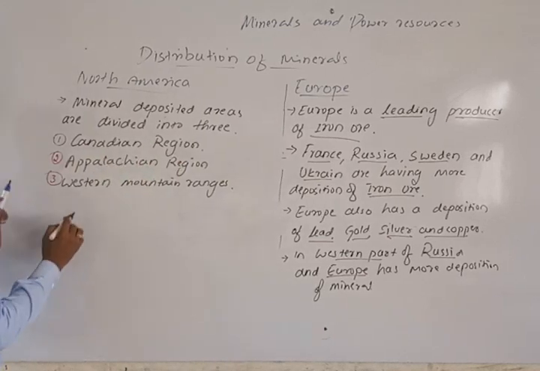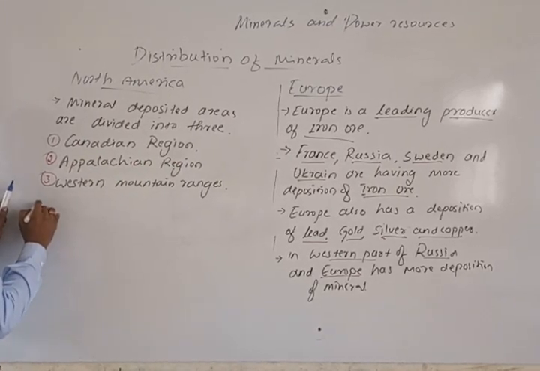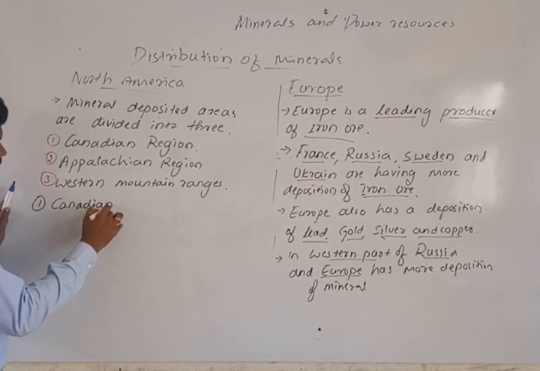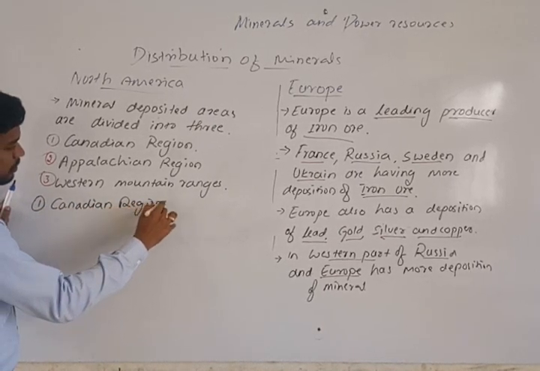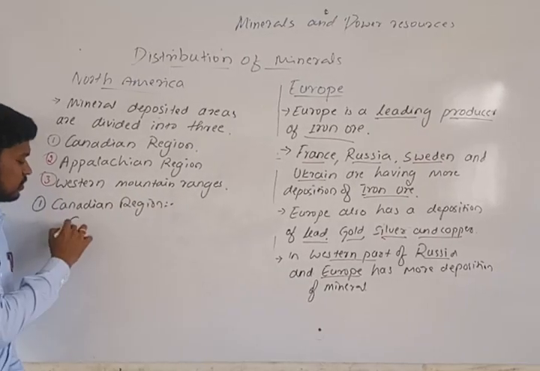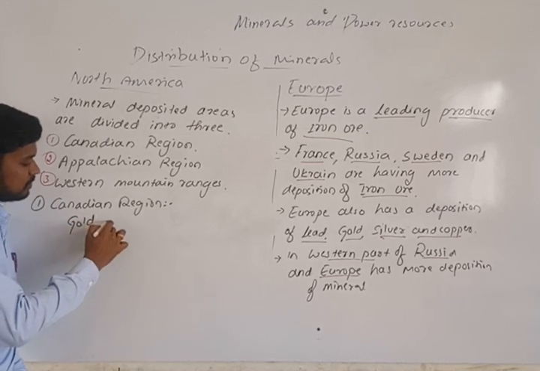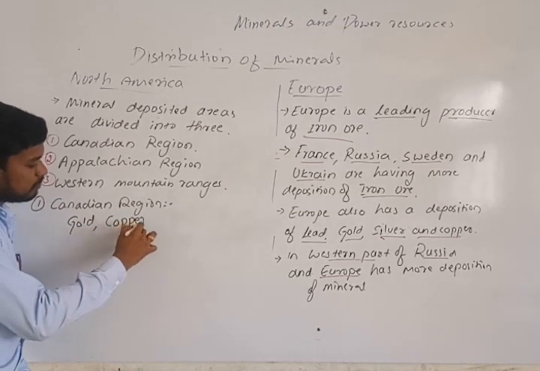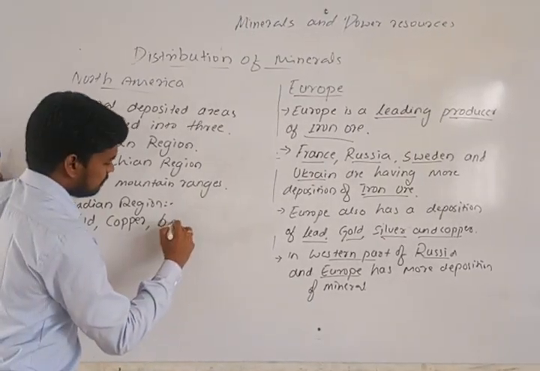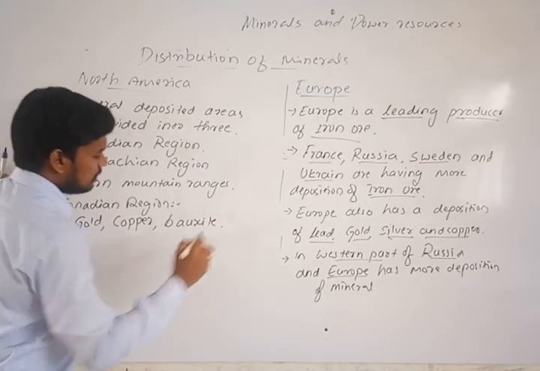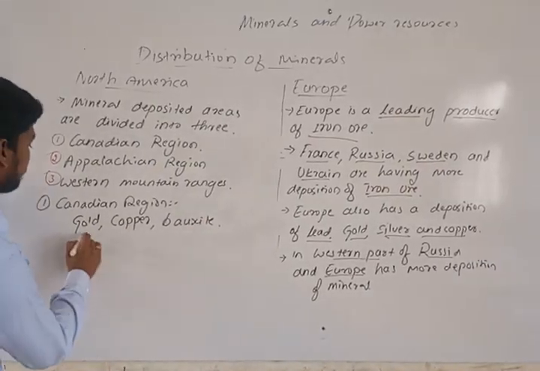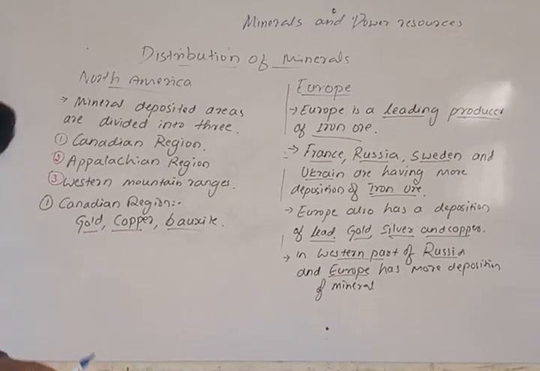In the Canadian region, this region has a deposition of gold, copper, then bauxite. These are the important minerals which are found in the northern part of North America. It is called the Canadian region.